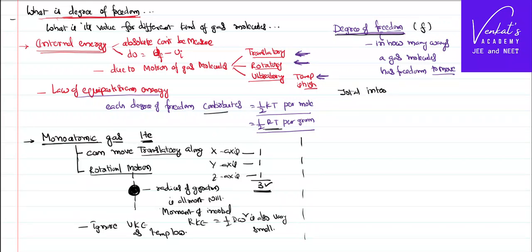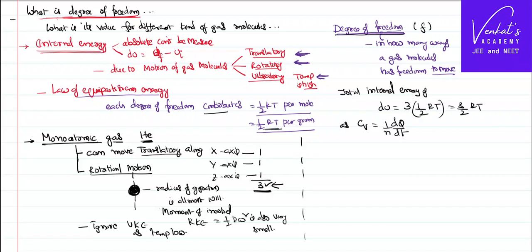internal energy of a monoatomic molecule is, for each degree of freedom, half RT. Like that, there are 3 degrees of freedom as we have explained. So it's equal to 3 by 2 times R. We know the definition of specific heat of a gas at constant volume is the amount of heat required to raise the temperature of a unit mole of gas by 1 degree centigrade.